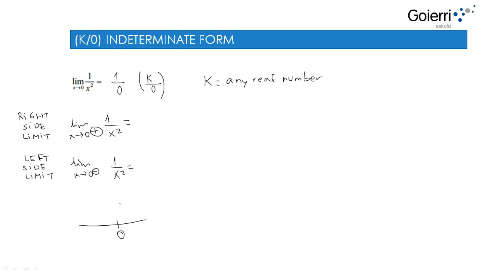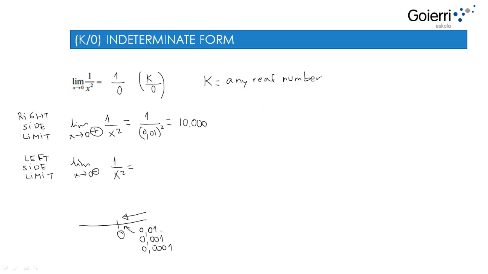When we are analyzing the right side limit, we are approaching 0 from the right side. So we are taking values a little bit bigger than 0. For example, 0.01 or 0.001 or 0.0001, etc. So if we plug 0.01 into my function, if you use the calculator, this is 10,000. Okay, but be careful, this is not the result.